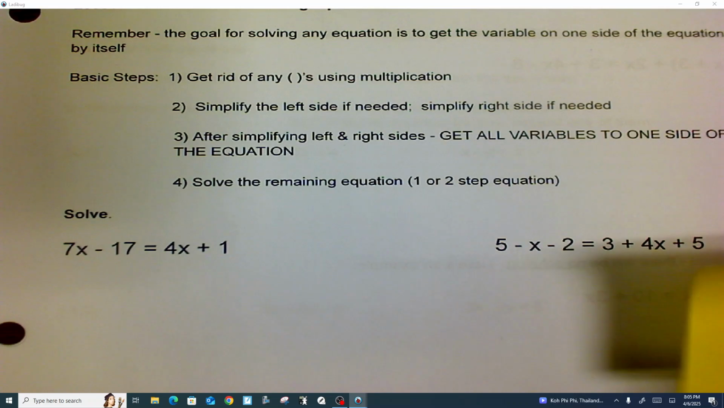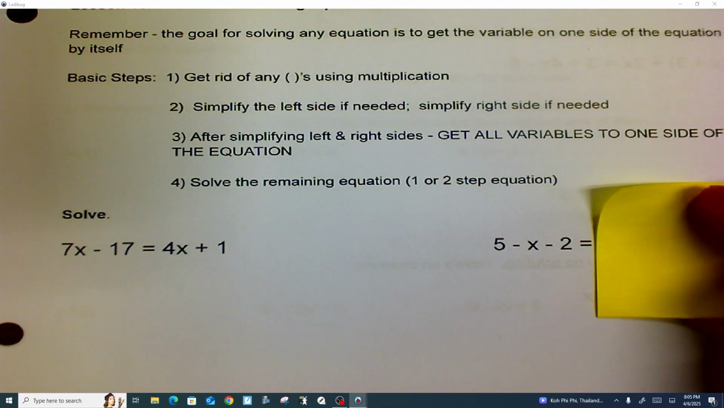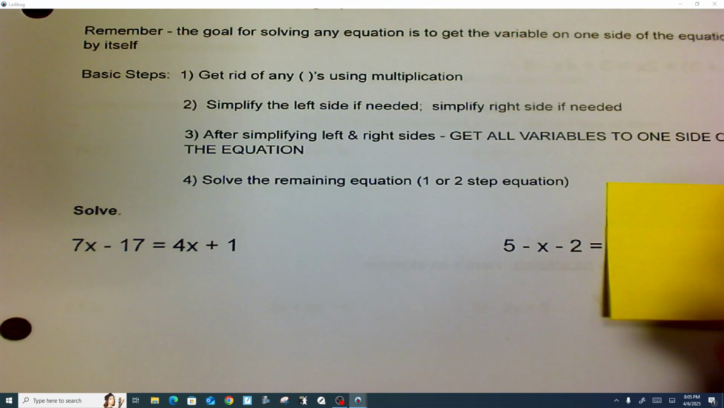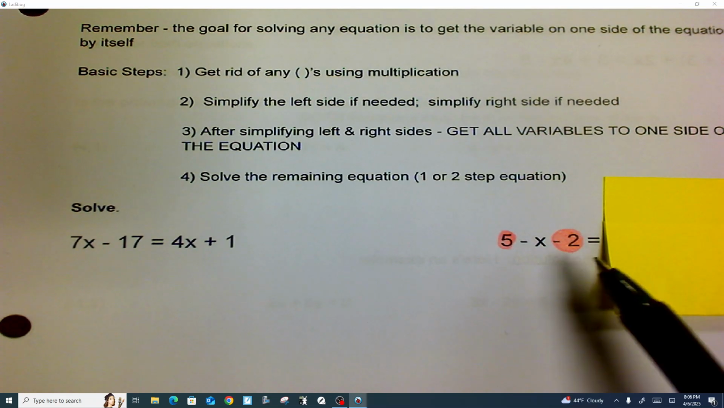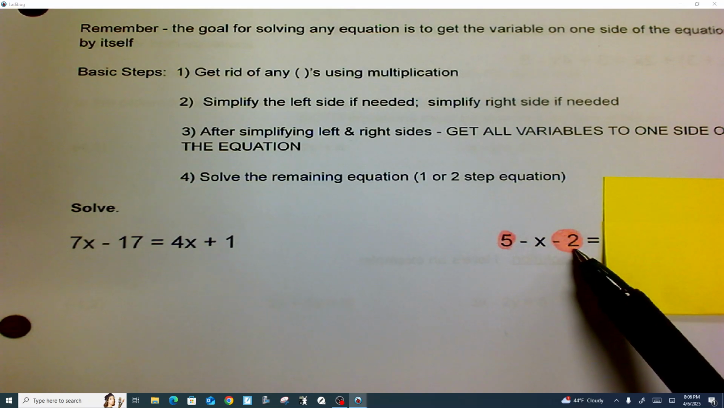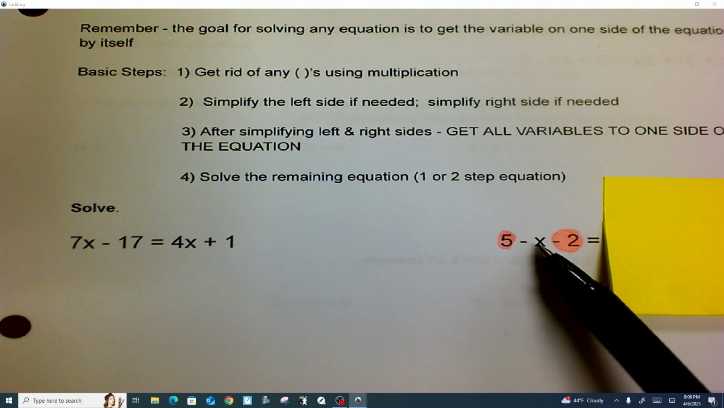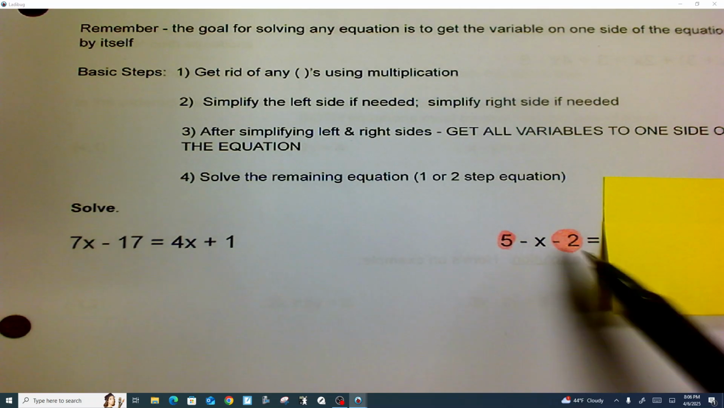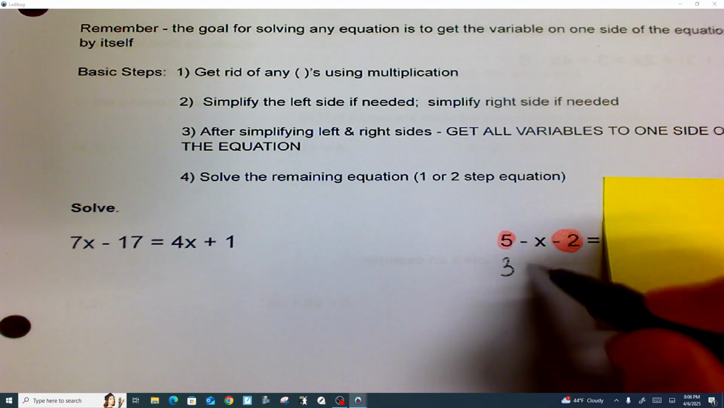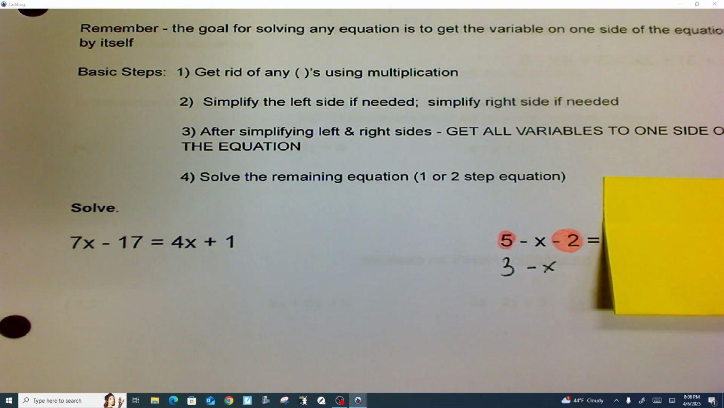Let's go through and check the second one here. There's no parentheses, but can I combine anything on the left side? Remember, we always attach that sign in front of a number with it. So this, we would think of it as 5. Ignore this and the x. It would be 5 minus 2 is 3. And then the minus x can just fall straight down there.